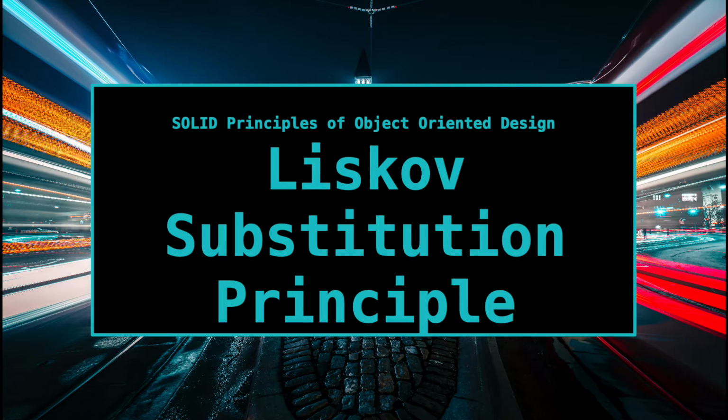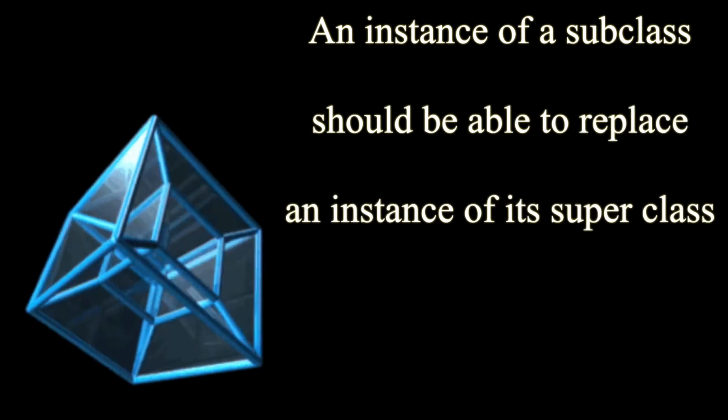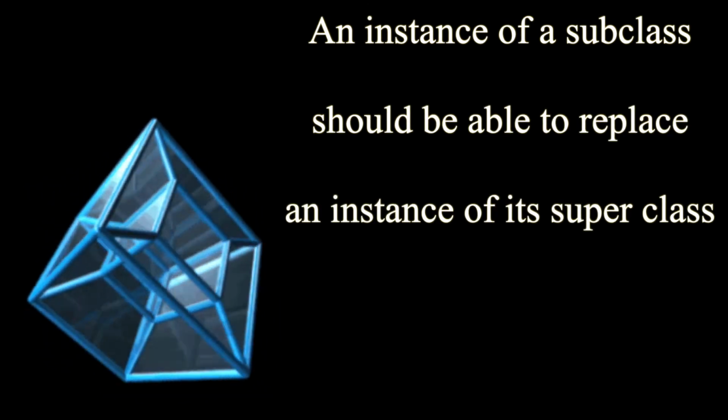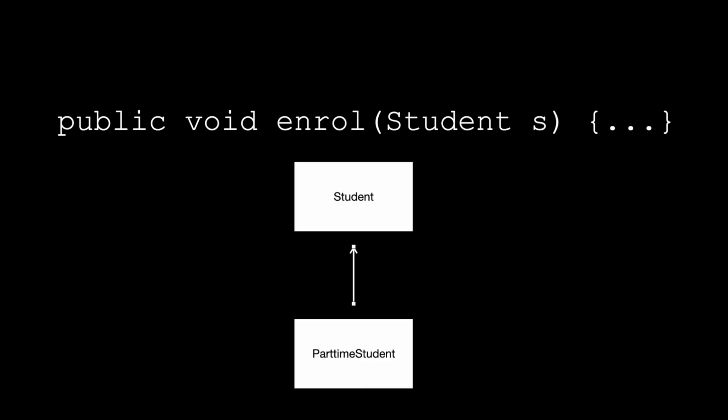Liskov Substitution Principle. The Liskov Substitution Principle states that an instance of a subclass should be able to replace an instance of its superclass without breaking your program. For example, we have a method called enroll that has a student object as a parameter. We should be able to replace the student object with an instance of part-time student, a subclass of student.